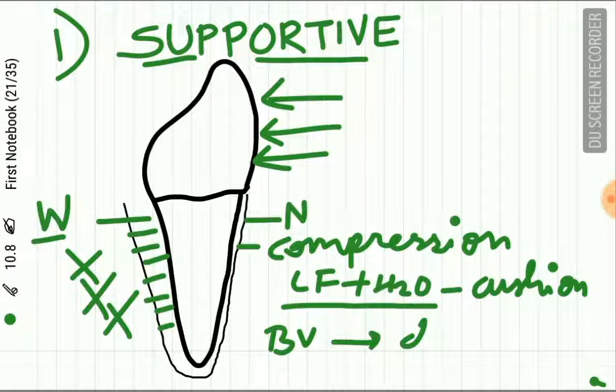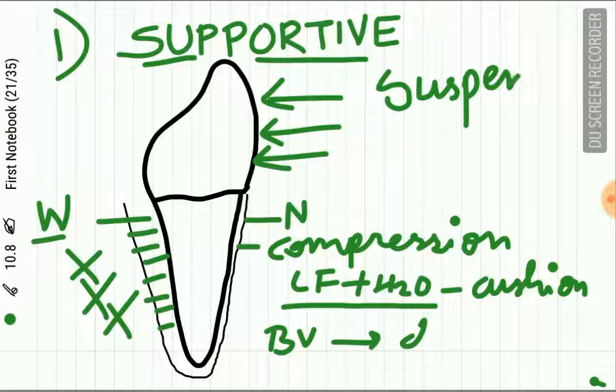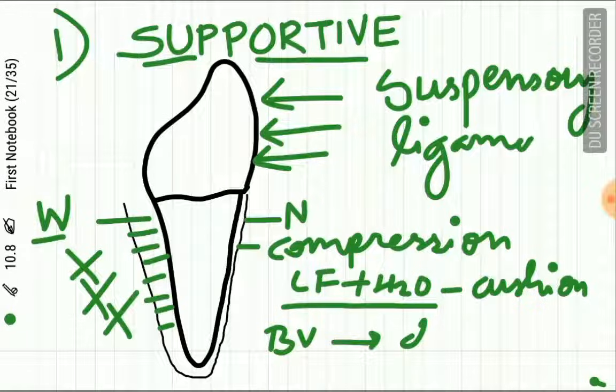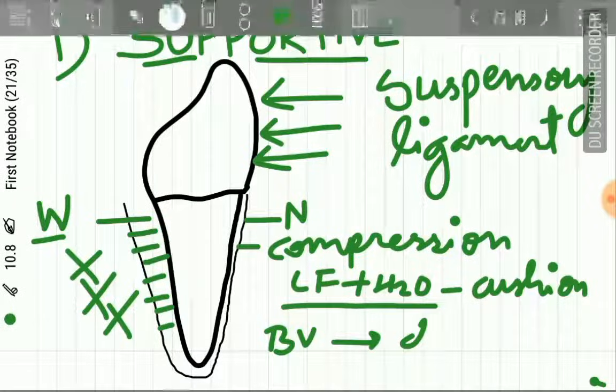Thus, the periodontal ligament can be called a suspensory ligament. It suspends the tooth in the alveolar socket and it supports the tooth. So, it is called a suspensory ligament.